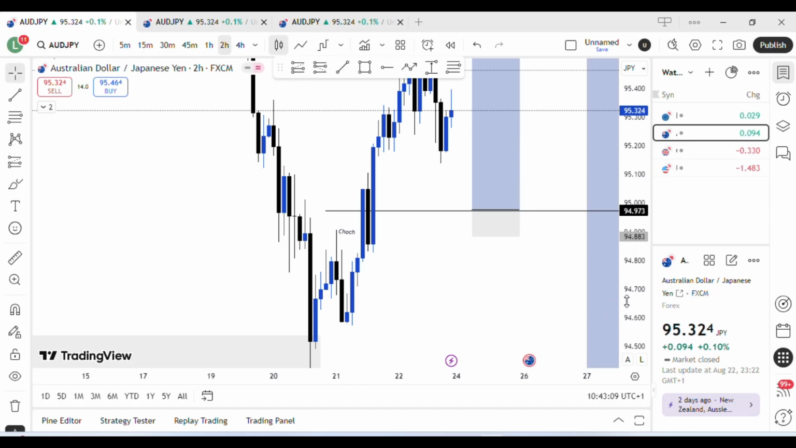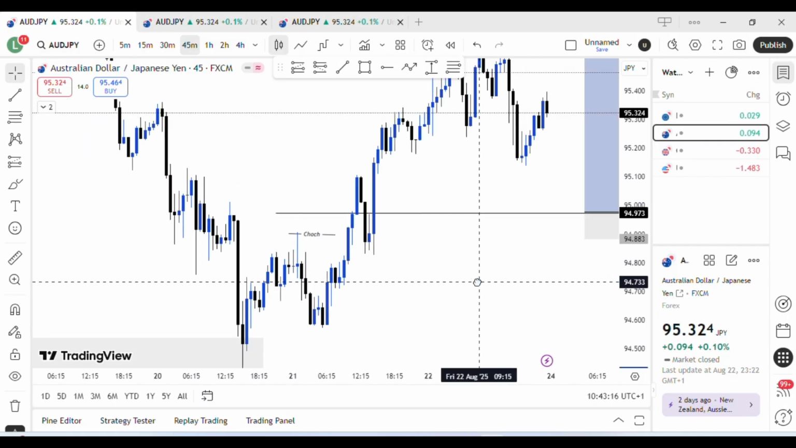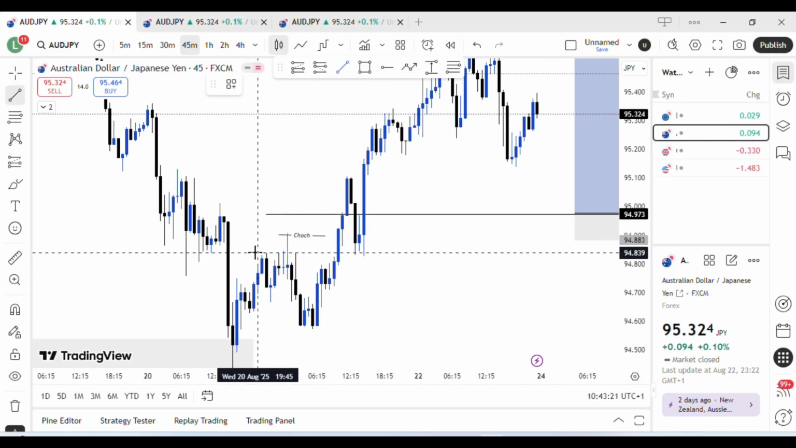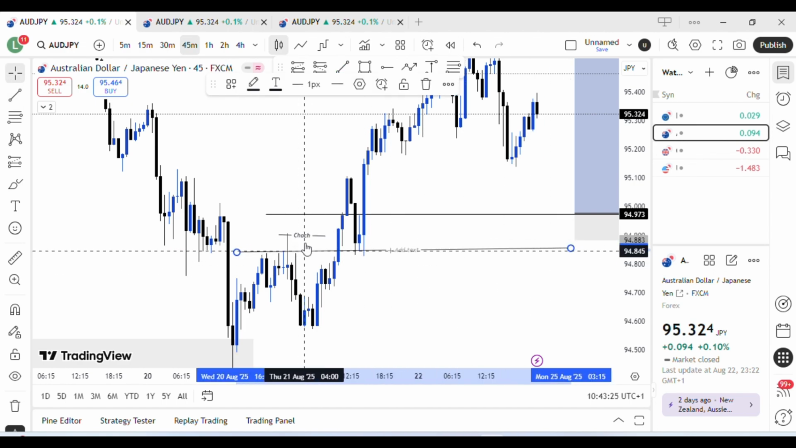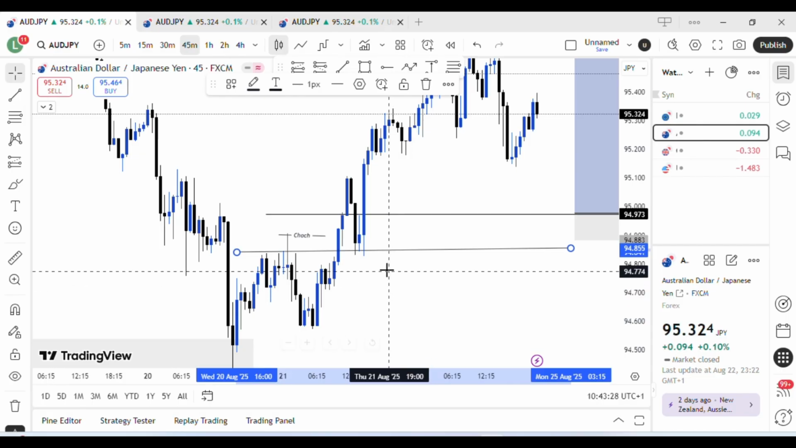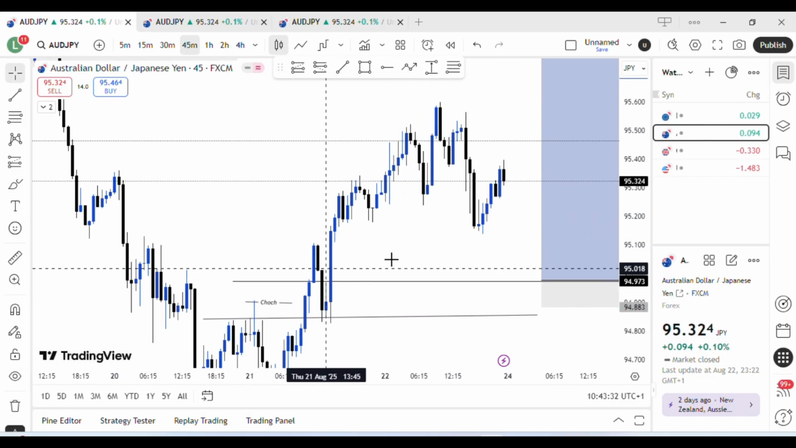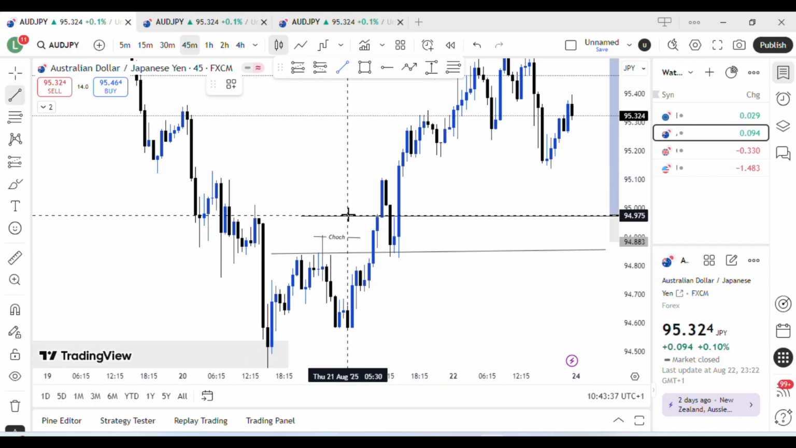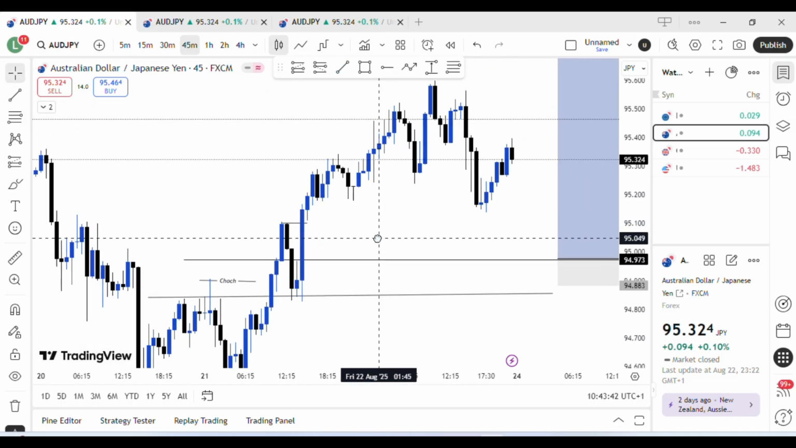Okay, now what can you see? For me, I like to go to the 45-minute time frame. This is the 45-minute time frame. From this area, the market bought from the breaker block. As the market went up, it broke this high.